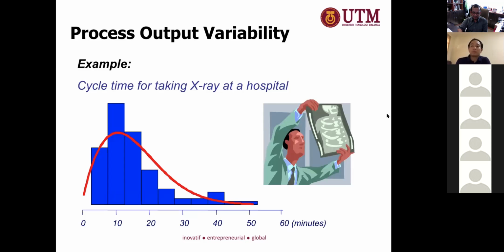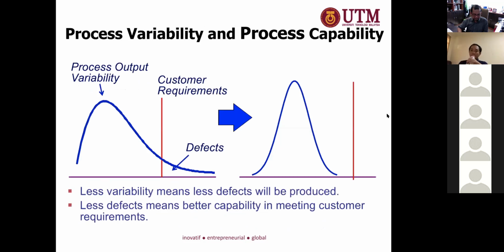This is another example. Cycle time for taking X-ray at the hospital. They recorded the data and have the histogram here, from maybe more than 0 minutes, maybe 5 minutes, to 50 minutes. So we use the probability that we have learned before. This is what the customer wants, maybe our promise to the customer. Maybe 2 hours, for example, is the maximum turnaround time. If it is more than this, it's a defect. So we can use the probability that we have learned this morning.